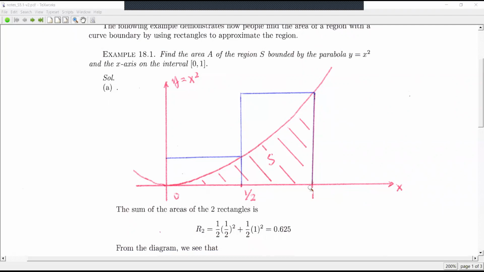Now, based on each subinterval, I build one rectangle. Over the first subinterval, I use the function value. The function is x squared. The function value at the right end point, 1/2, as the height to build one rectangle.